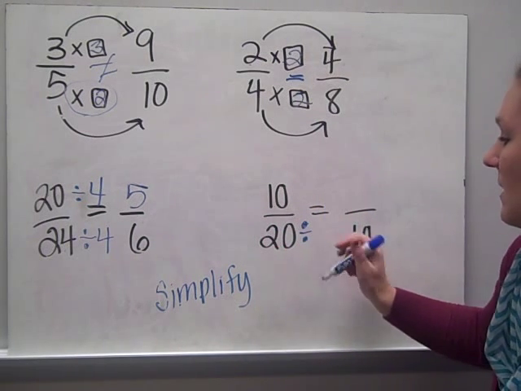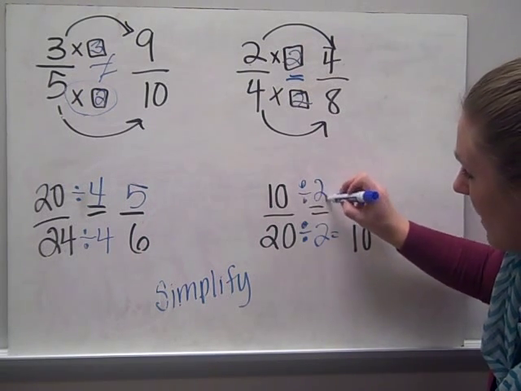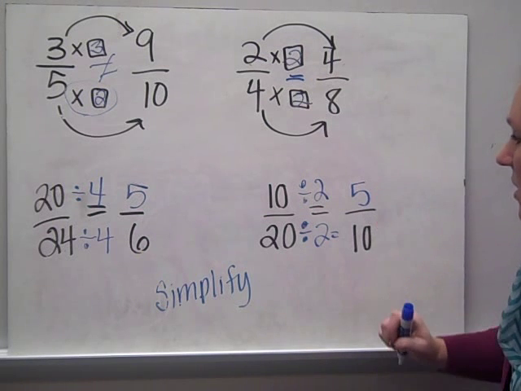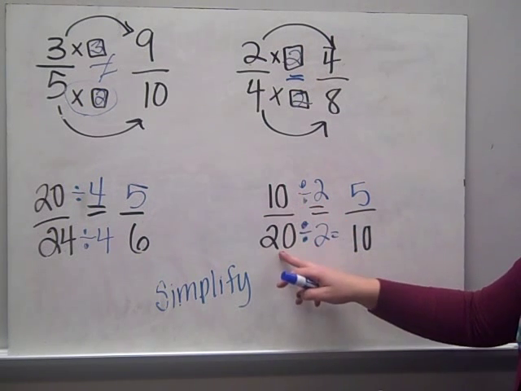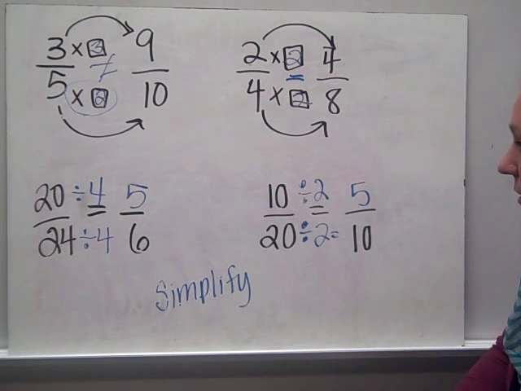So 20 divided by 2 is 10, so I must also divide the top by 2. 10 divided by 2 is 5. You could have also noticed that 10 is half of 20, and know that 5 is half of 10, and these are equal fractions.